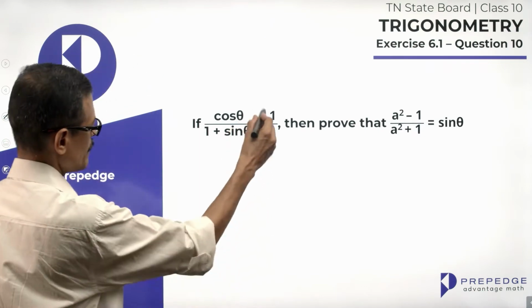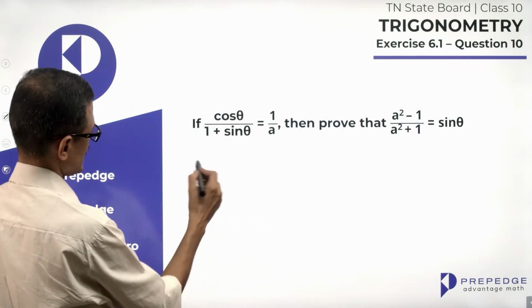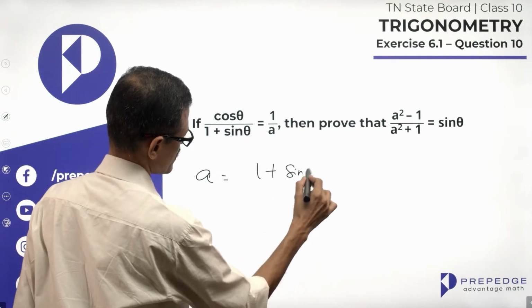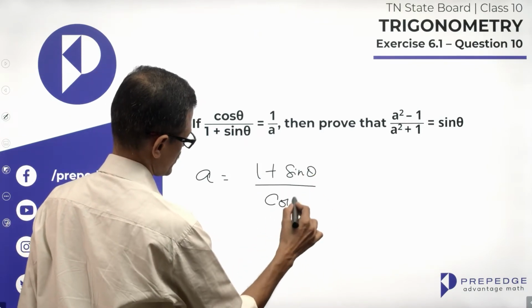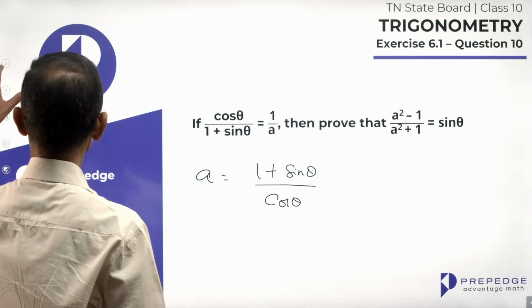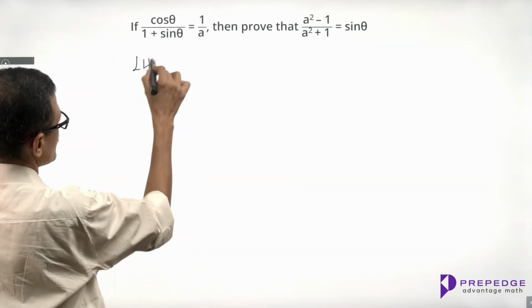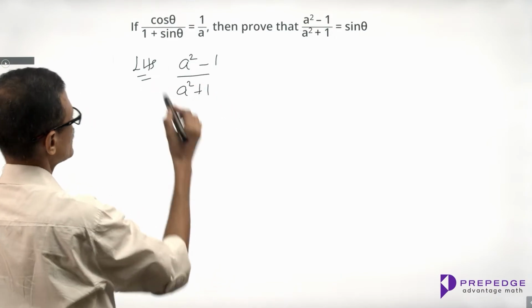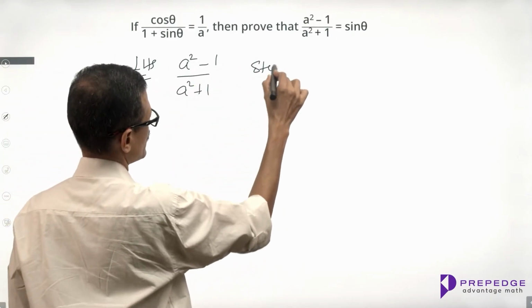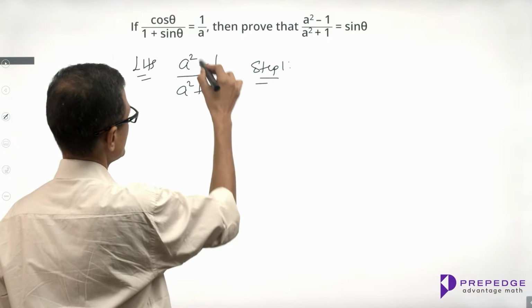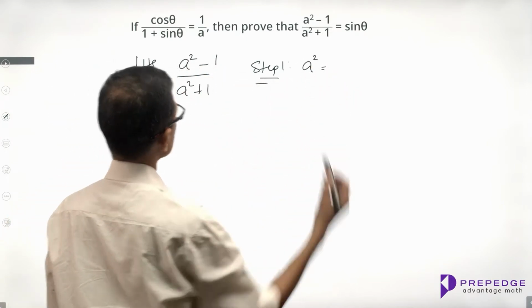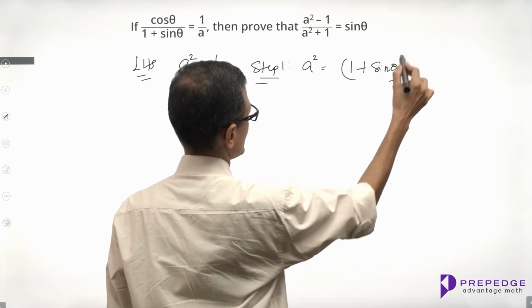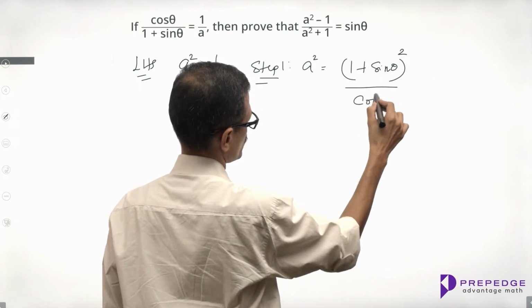Right? So if 1 by a is equal to cos theta by 1 plus sin theta na, a will be equal to the reciprocal of this, which is 1 plus sin theta divided by cos theta. So step 1 நான் சொன்ன மாதிரி LHS வந்து LHS is a square minus 1 by a square plus 1. அதில் we are going to step 1. Step 1 is computing a square. A square is equal to 1 plus sin theta the whole square divided by cos square theta, right?